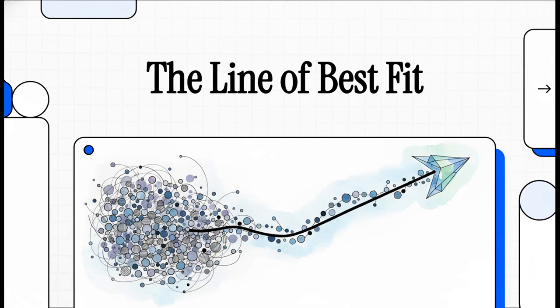All right, let's talk about something that looks like total chaos, but is actually hiding an incredible secret, a big cloud of data points. We're going to figure out how to take this mess of dots and turn it into a tool that can actually predict the future. Ready? Let's get into it.